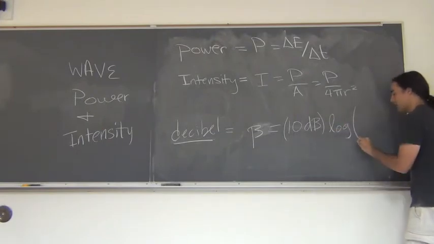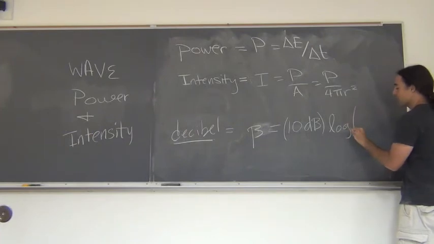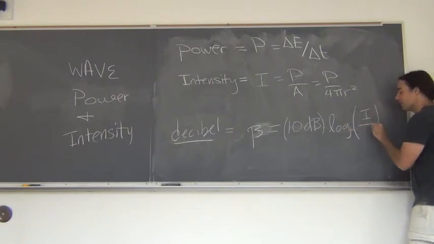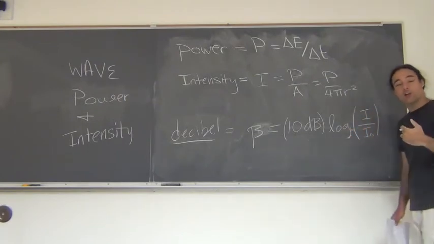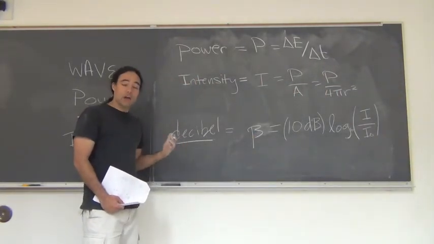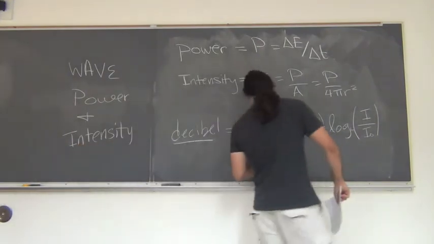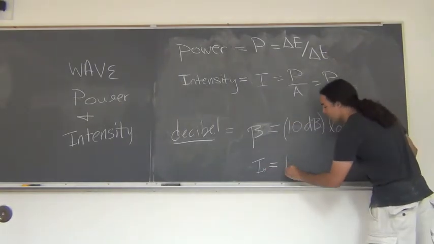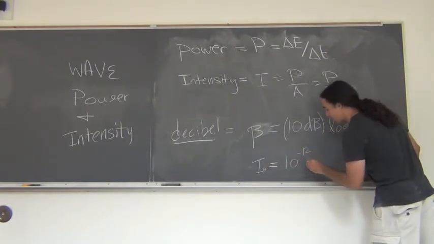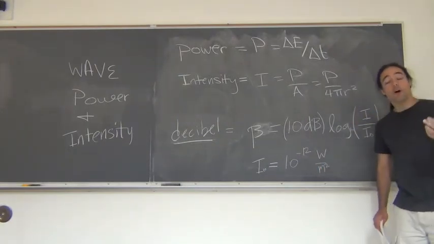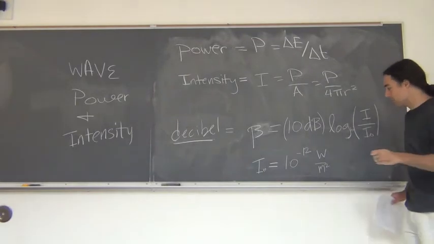Given a certain intensity, to convert that intensity to decibels, you want to take the logarithm of the intensity divided by I naught, which is a reference intensity. The I naught, the reference intensity, is 10 to the minus 12 watts per meter squared. That's about the lowest volume sound that our human ears can hear.